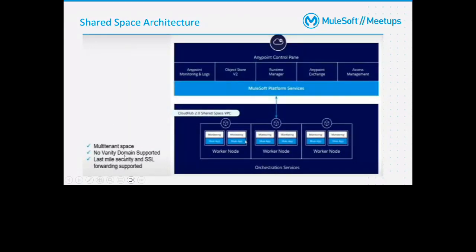So multi-tenant space, no vanity domain supported. Last mile security and SSL forwarding is supported. That is something which is new in CloudHub 2.0 and an added feature in the shared space as well.